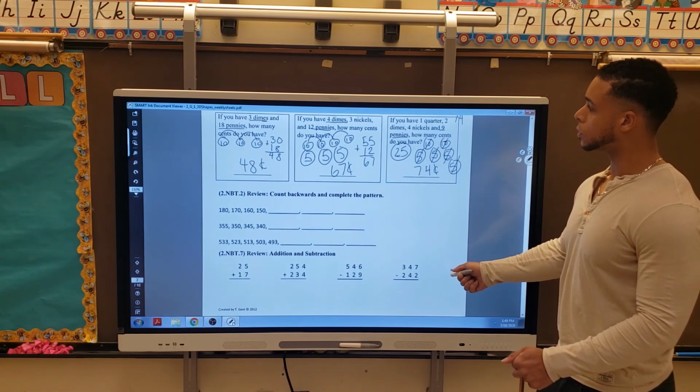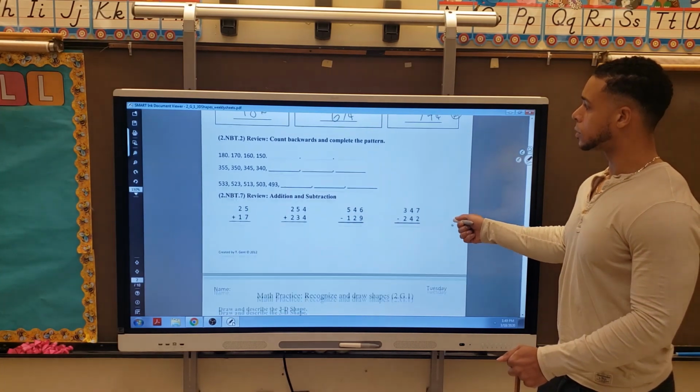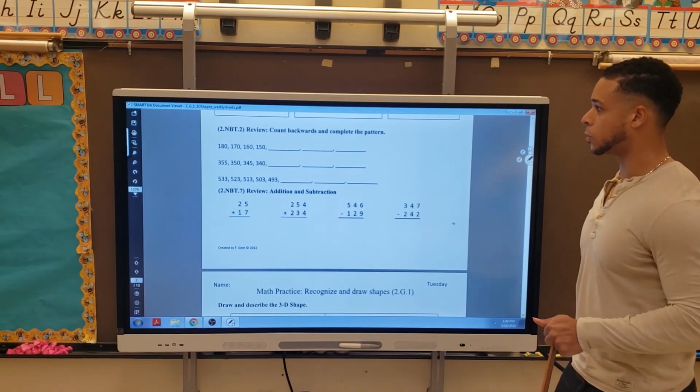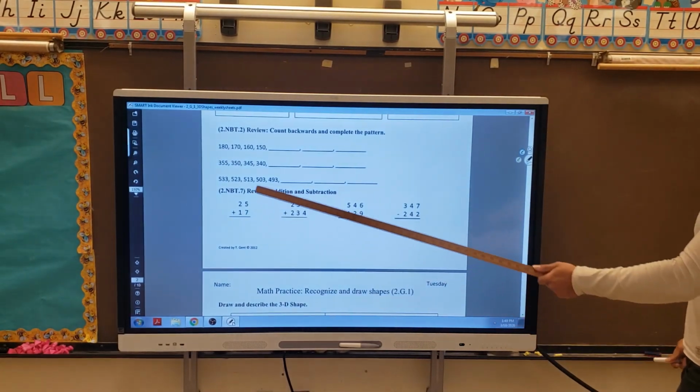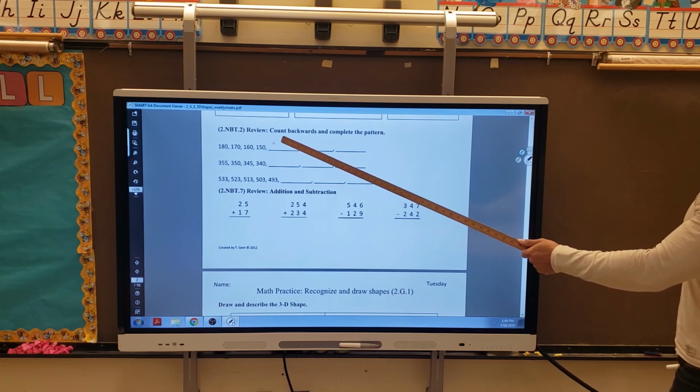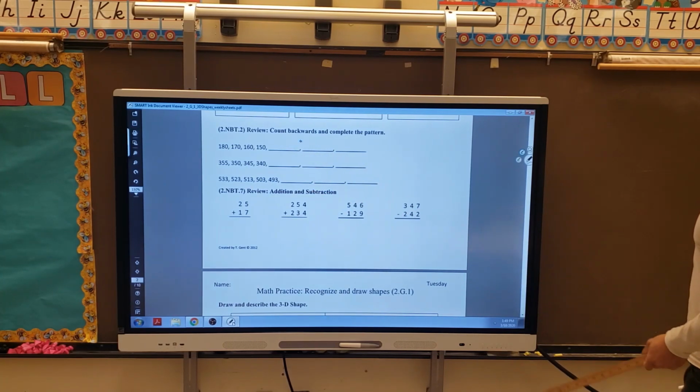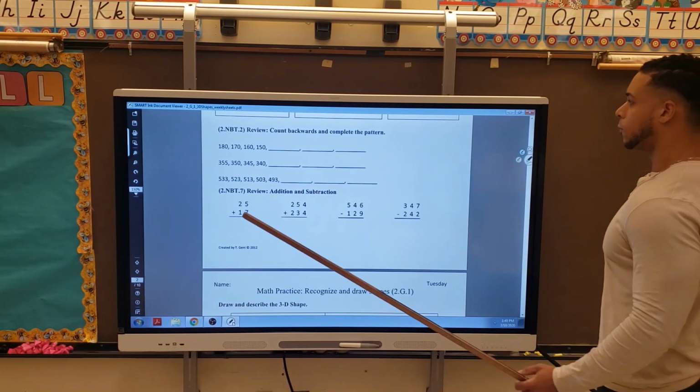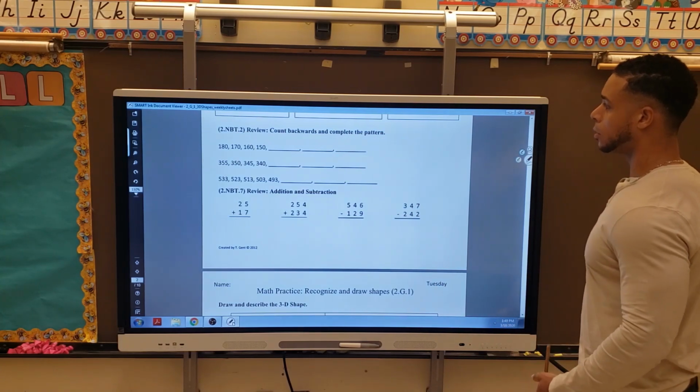If you need to see those, you can pause the video. And let's go on to your skip counting ones, and then we'll almost be finished with our video. Make sure you read your directions. Count backwards. So we're going backwards in our pattern. Most people are used to going forward. Count backwards and then complete the pattern.